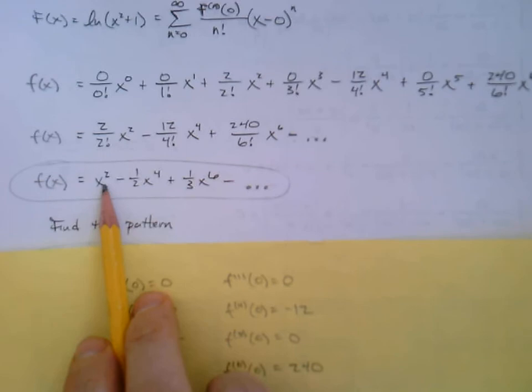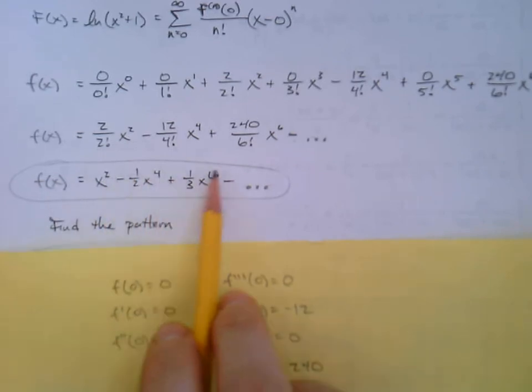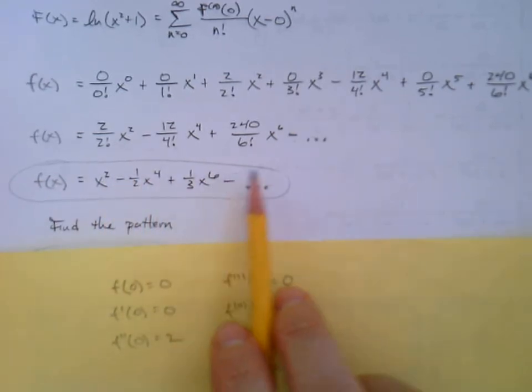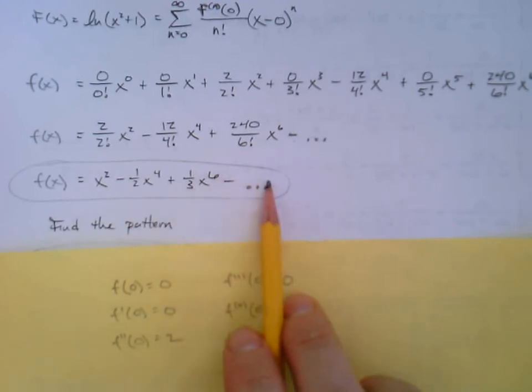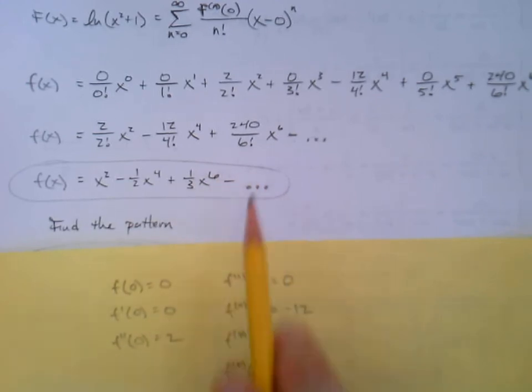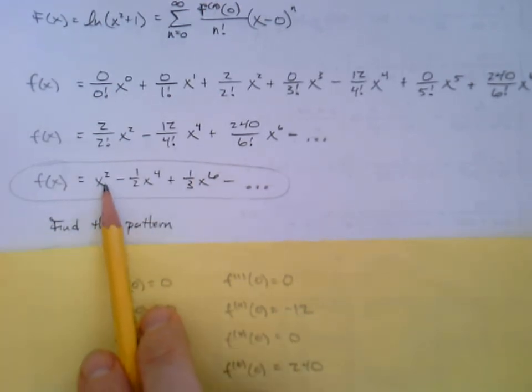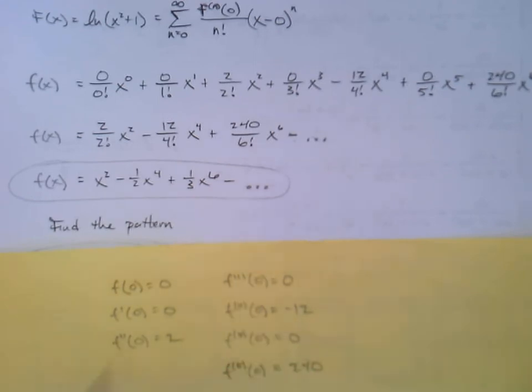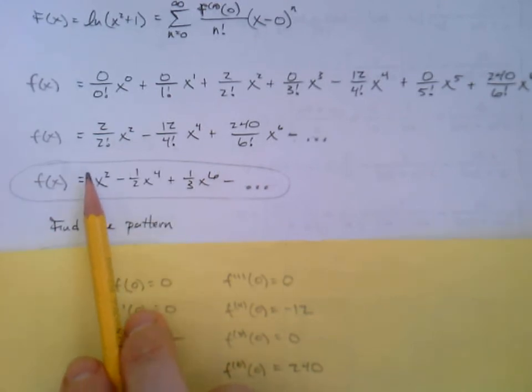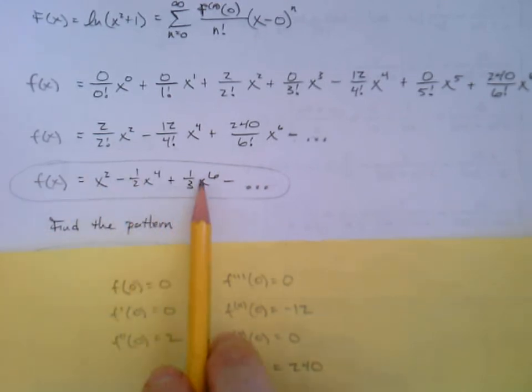You notice the powers of x are just the even numbers, 2, 4, 6. If we really wanted to confirm that the next one was x to the 8th, we could find more derivatives and go about that, but it is true here. We also notice the positive, negative aspect. Okay, so it's an alternating power series. And notice those coefficients, right? 1, 1/2, 1/3. So you can get something from there.